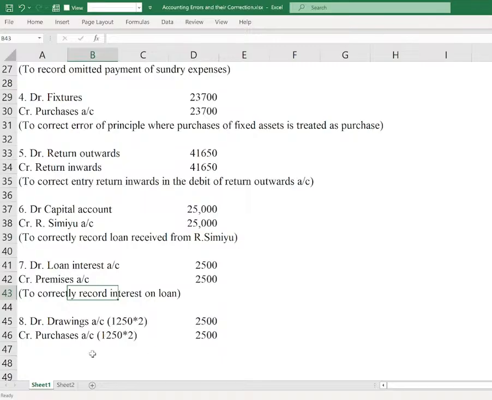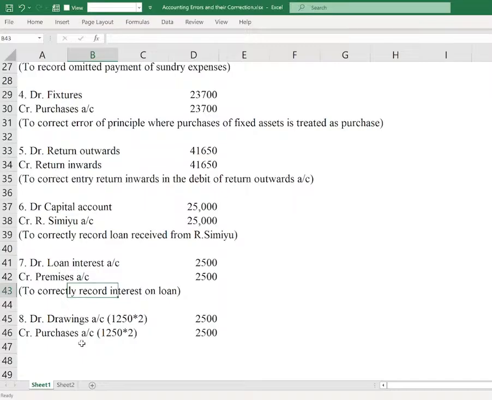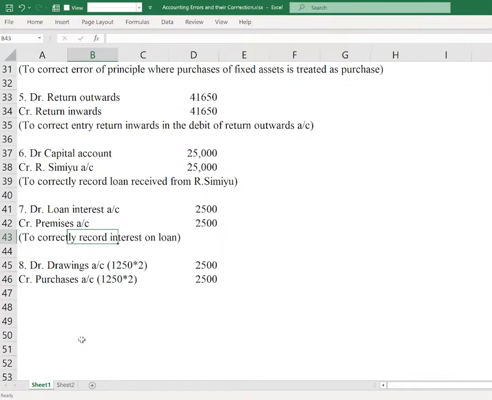So instead of showing both entries here, that's why we have multiplied by 2. Instead of showing them separately, the amount involved is doubled and a single entry is made, but with the double value. So we are going to multiply this by 2 to get 2,500. And in the same case scenario, the purchase account of 12,500 and 1250, we multiply by 2.